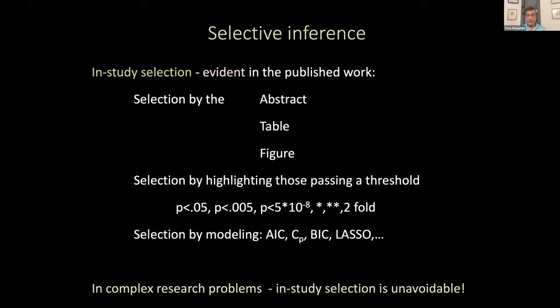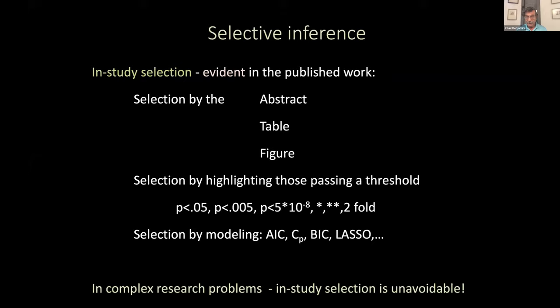You have all the information there, but then you pick or you highlight in the abstract some result, or you put some results in the table, only those that pass some threshold, significant, or not covered by the confidence interval. You put it in a figure. You select by highlighting those passing a threshold, like p less than 0.05 or less than 5 times 10 to the minus 8, or twofold even, or selection by modeling. Okay, the point is that in complex research problems, this kind of in-study selection is unavoidable. If you study 500,000 SNPs, you don't give all the results in the abstract of the paper or even in the table. You have to select.